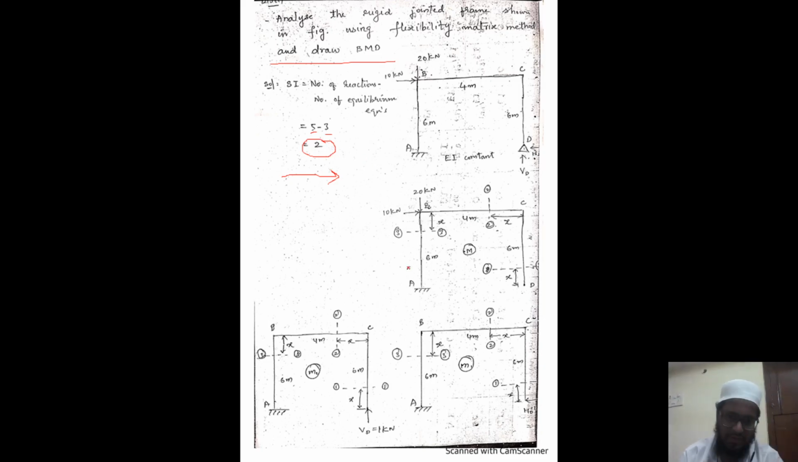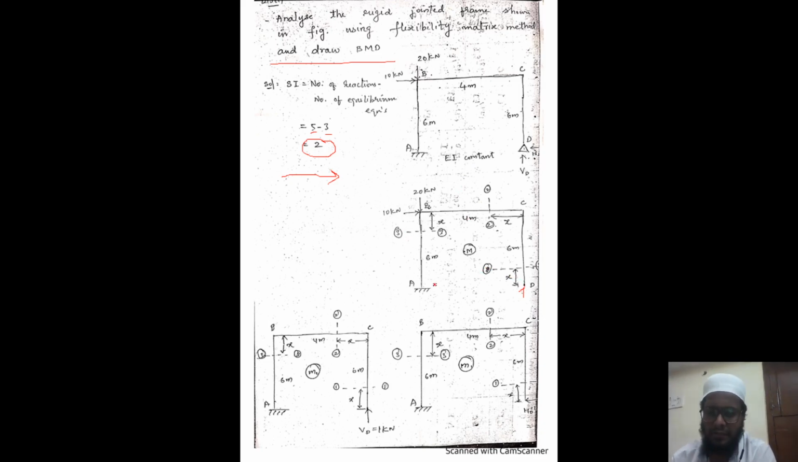How to solve the problem? Since we have two unknown reactions, we'll remove these two redundants. These two forces we'll remove, and whatever the external loading we have, we'll place as it is. Now we'll take our sections. Sections are to be taken from the free end. Since we have removed all the forces at point D, we'll take the sections towards the free end. The very first is section 1-1, then section 2-2, and the third one is section 3-3.